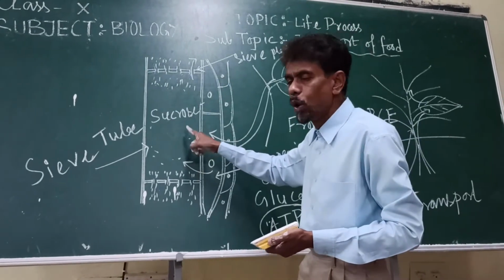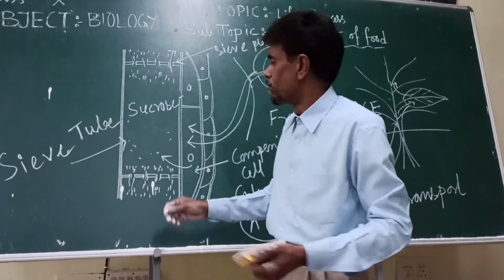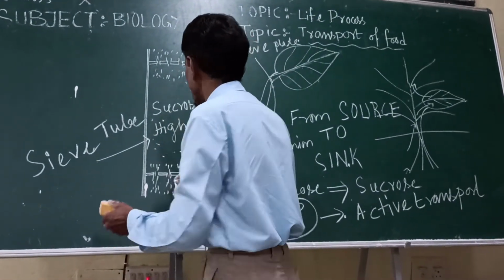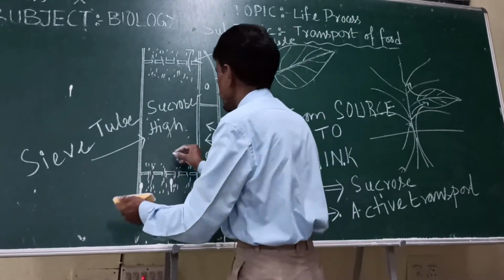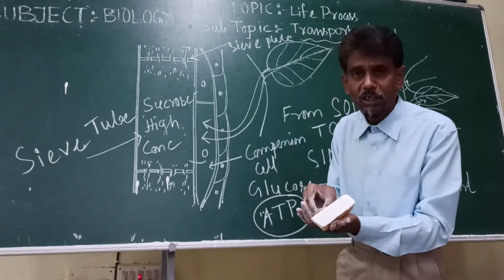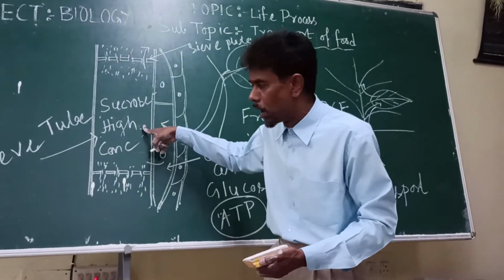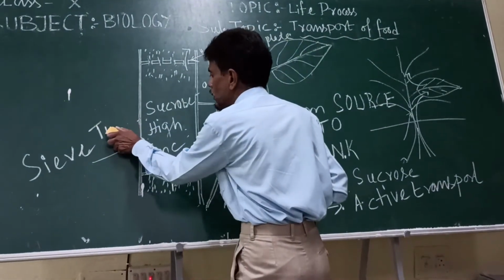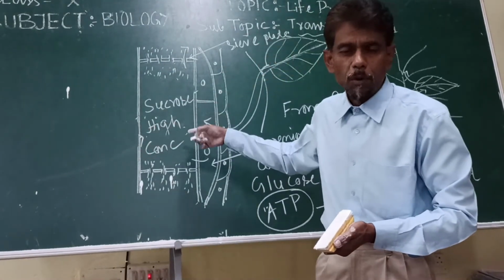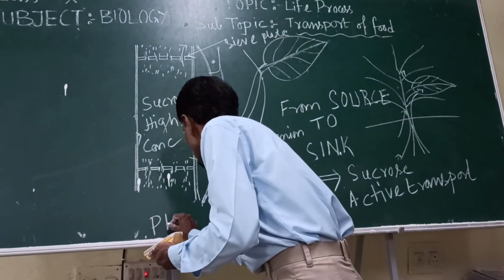Now once it is loaded here, there is an increase in concentration. So high concentration now. Due to the increase in concentration of sucrose within the sieve tube, now, this sieve tube is nothing but an element of xylem, sorry, phloem. Okay, sieve tube, companion cell, phloem parenchyma, these are all part of phloem.